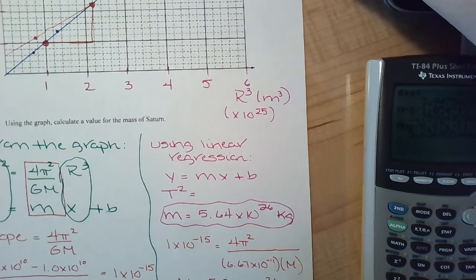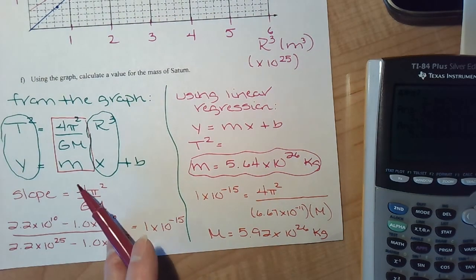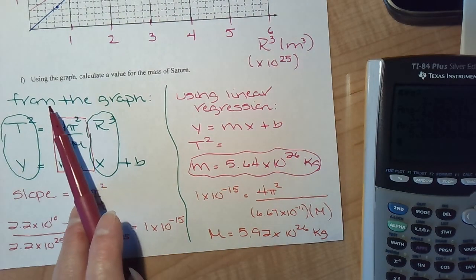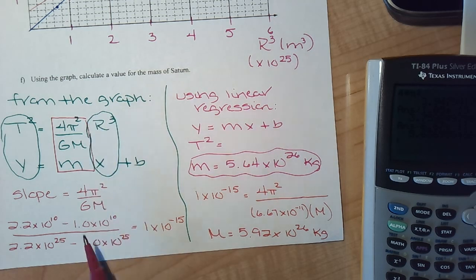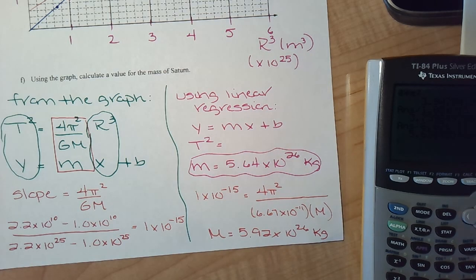So I'm going to have 2.2 times 10 to the 10th minus 1.0 times 10 to the 10th. And then over here, this is going to be 2.2 times 10 to the 25th minus 1.0 times 10 to the 25th. So I'm going to calculate that slope value.